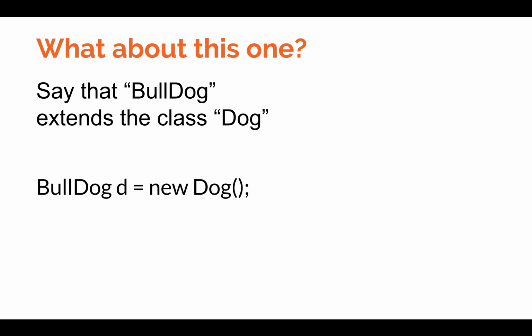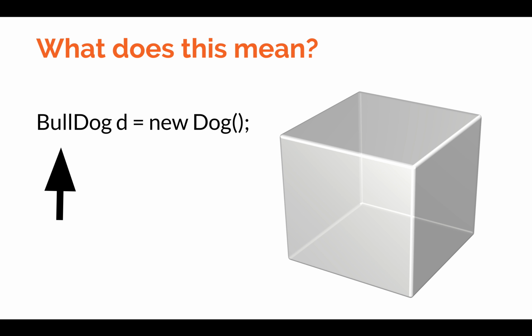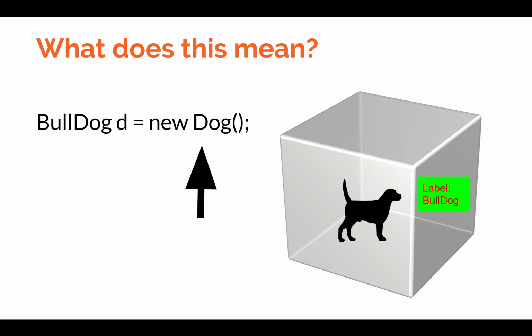And let's look at another example. Say that the bulldog class again extends the class dog. This time we have bulldog d equal to new dog. The compiler is going to make a box, label it bulldog, and this time the compiler is going to try to do this. Is this okay? No.